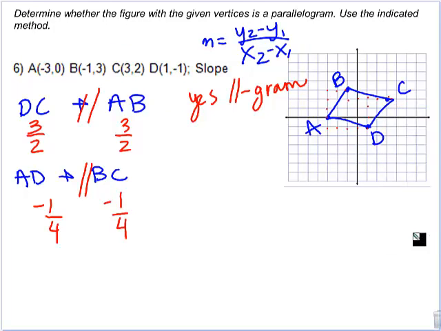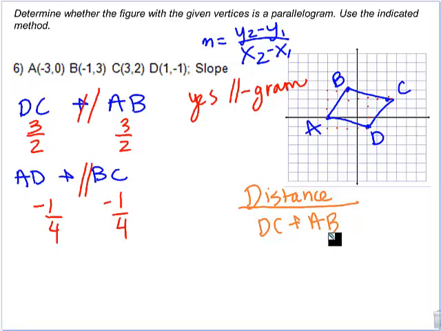Second method, distance method. So can we cross out problem 7 and 8? Yeah, we'll just talk about it all with this one, unless I run out of space, then we might talk about it with another one. Okay, so distance method. What can you tell me about the opposite sides? They have to have the same distance. So DC and AB should have the same distance. And then AD and BC should have the same distance. So what formula do we use for distance?